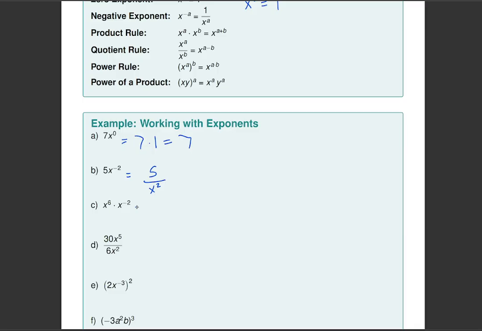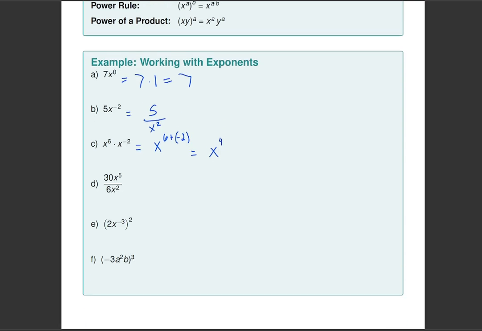Now with part C, notice I have x to the 6 times x to the minus 2. Those two are the same base, so I can just add their exponents. And I get x to the 6 plus negative 2, which of course is x to the 4.